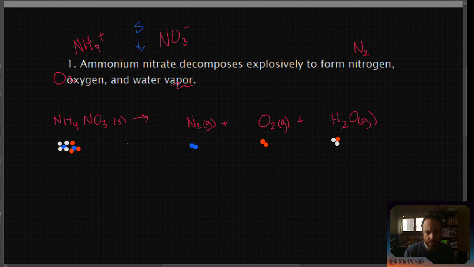So let's see if this is balanced or not. So let's see how this is not balanced. We've got 2 nitrogens, so far so good. 3 oxygens, 1, 2, 3 oxygens, so far so good. 4 hydrogens, only 2 hydrogens. So that's going to be a problem. There's more hydrogens on this side of the equation than there are on this side of the equation.